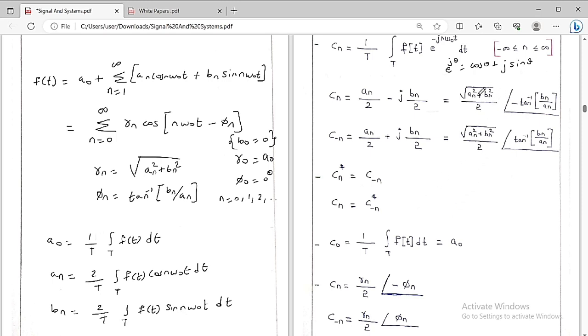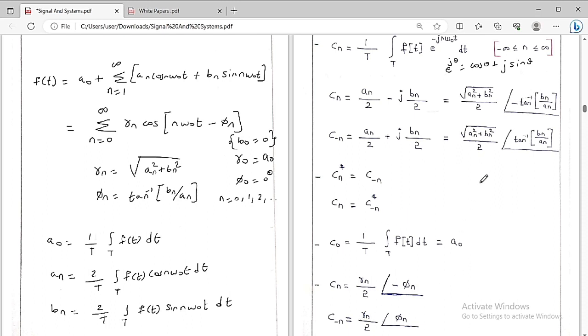Basically you can see this is under root of an square plus bn square, which is nothing but Rn. Just now we have seen that under root of an square plus bn square is nothing but Rn. So Cn is nothing but this value, right? So Rn by 2 at a phase angle of tan inverse of bn by an, which is nothing but phi n. So minus phi n. Here this value is nothing but phi n, so there is a minus, plus or minus phi n.